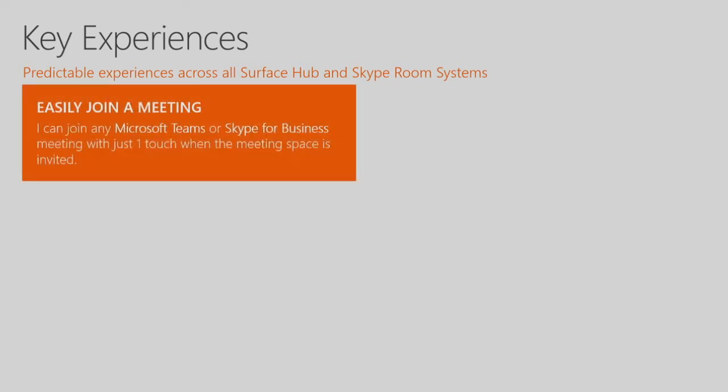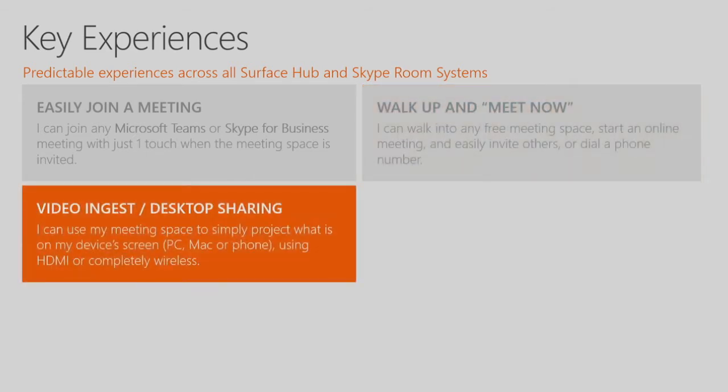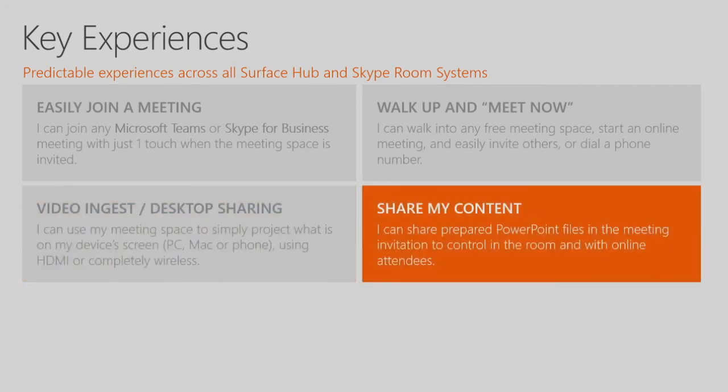So with just one touch, I can start a Teams or a Skype for Business meeting. I can easily start an ad hoc online meeting, invite others, dial a phone number. I can project my screen using HDMI or wireless. I can share PowerPoint files into the content bin and control that, the actual PowerPoint forward and back, just like we're doing here. Remote attendees can see that.